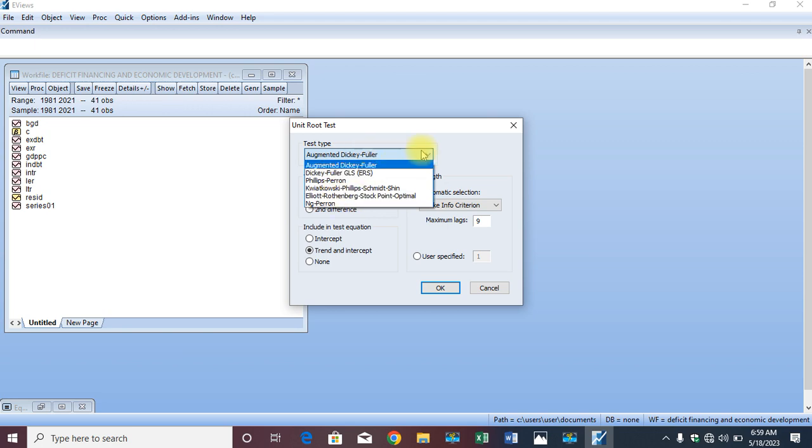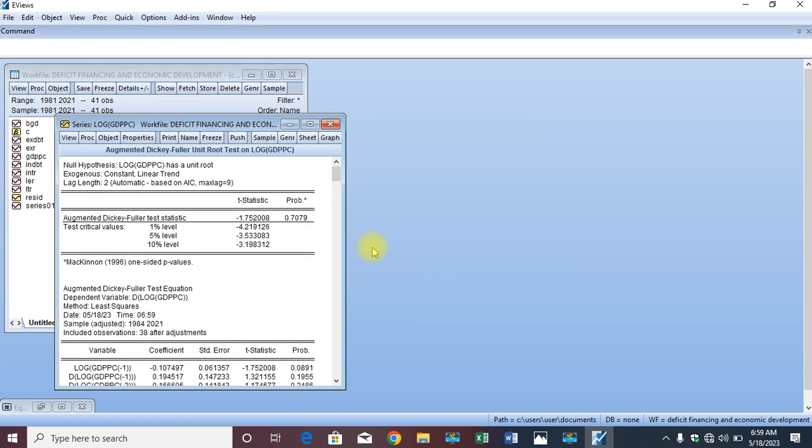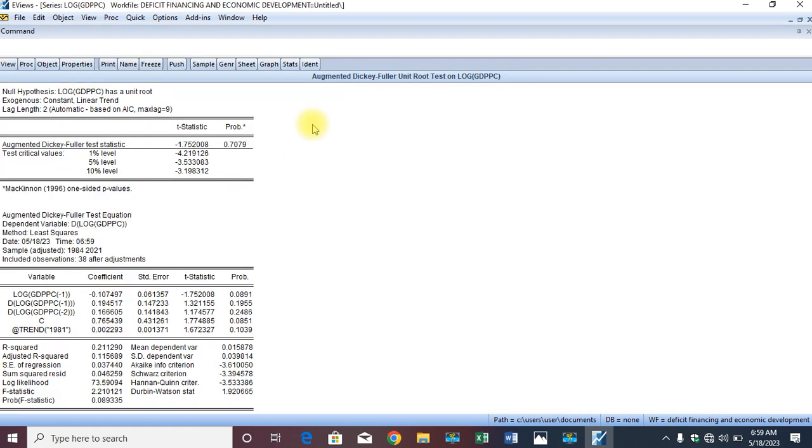So without changing anything here, if you click OK, you get the unit root result like this. This is how the unit root result comes. This is the unit root result for GDPPC. And the null hypothesis is that GDPPC has a unit root.